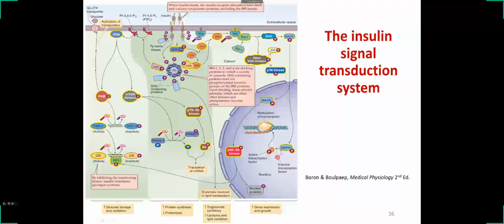Now, remember some of the downstream consequences that we talked about. Once insulin binds to its insulin receptor and this downstream signaling cascade occurs, you get activation of transporters to allow and facilitate glucose uptake. You get increase in the glucose storage and oxidation via this series of protein phosphatases. You get changes in protein synthesis and proteolysis, in part through interaction with translating machinery within the cell. And in addition, you get upregulation of enzymes involved in lipid metabolism, which are then going to impact your lipolysis and triglyceride synthesis. And finally, eventually, you will get gene transcription and growth changes.